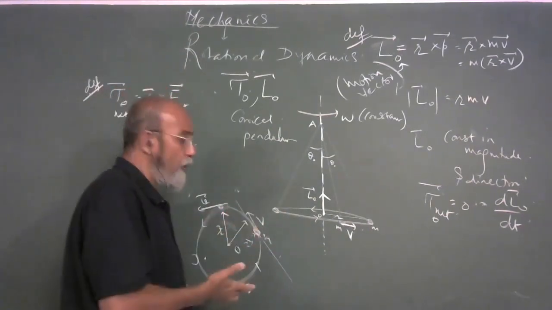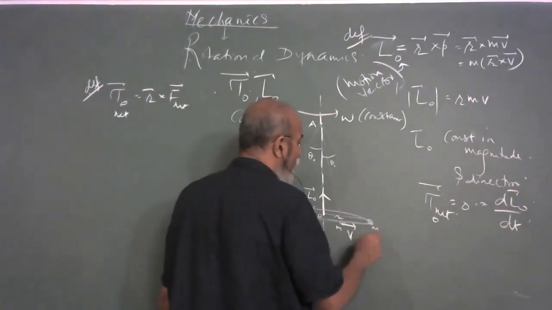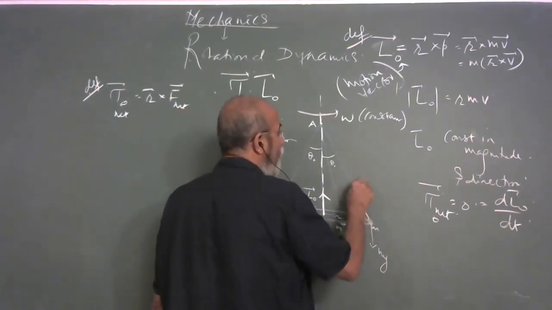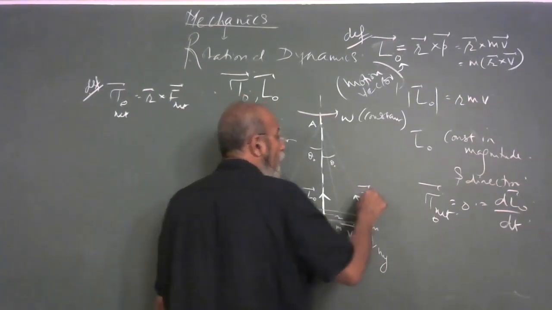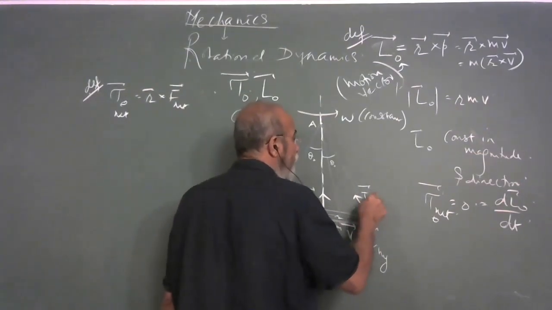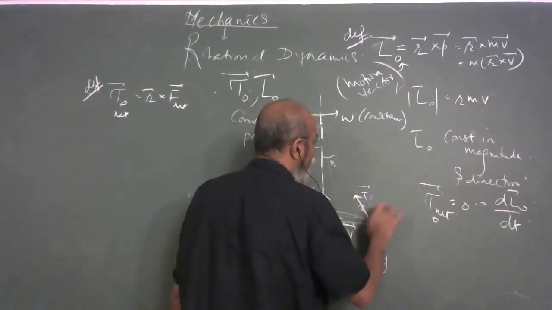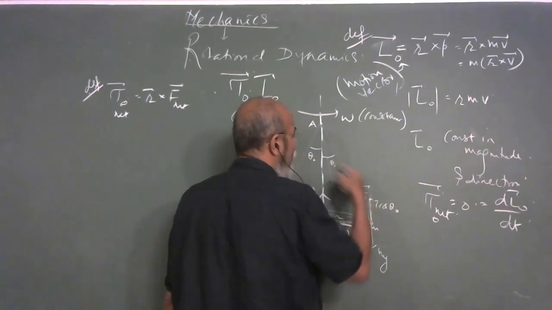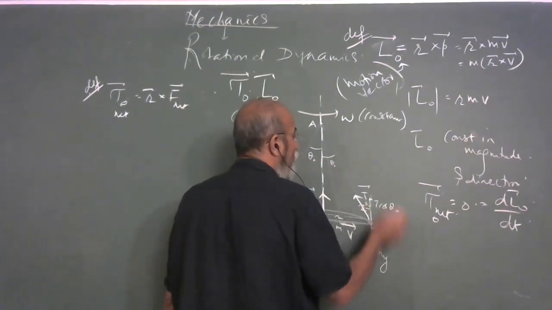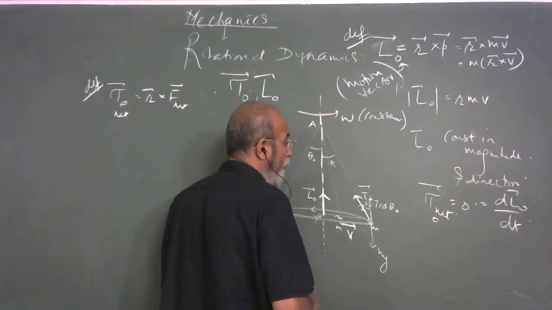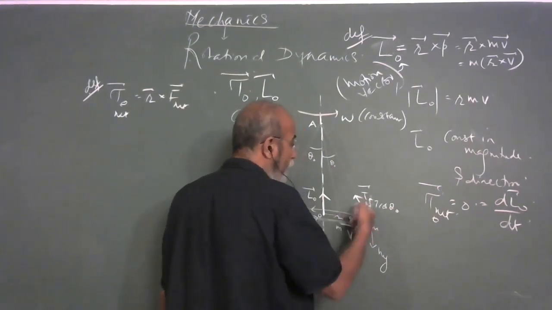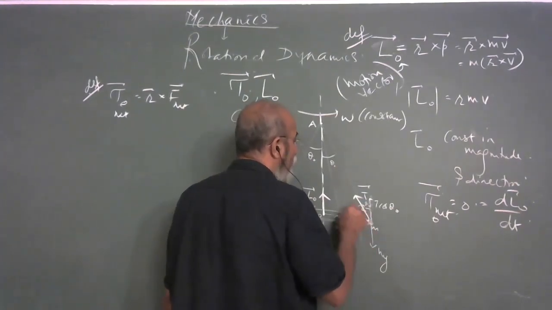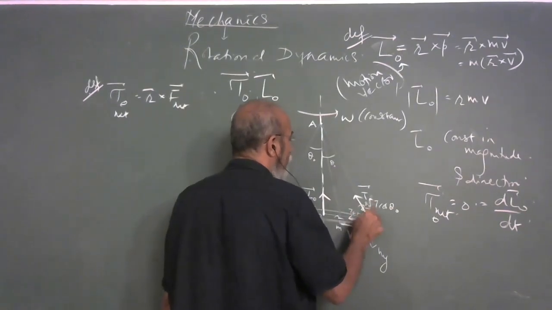Let us take any position which is convenient. All right, this looks more convenient. mg, tension in the string. Resolve this, you get T cos theta naught, this is theta naught. And the other component is T sine theta.